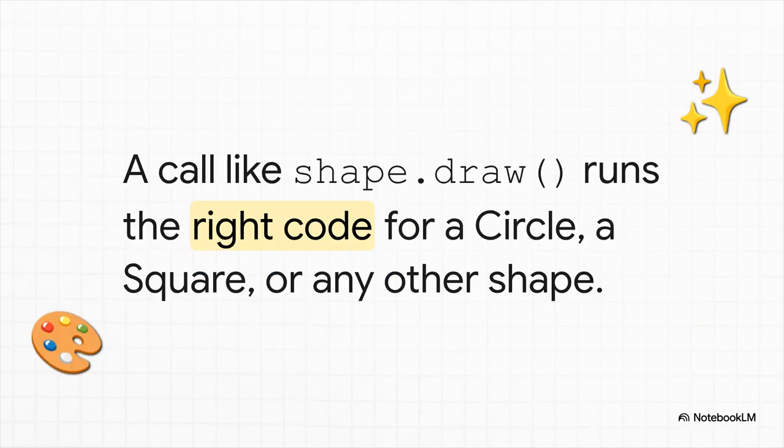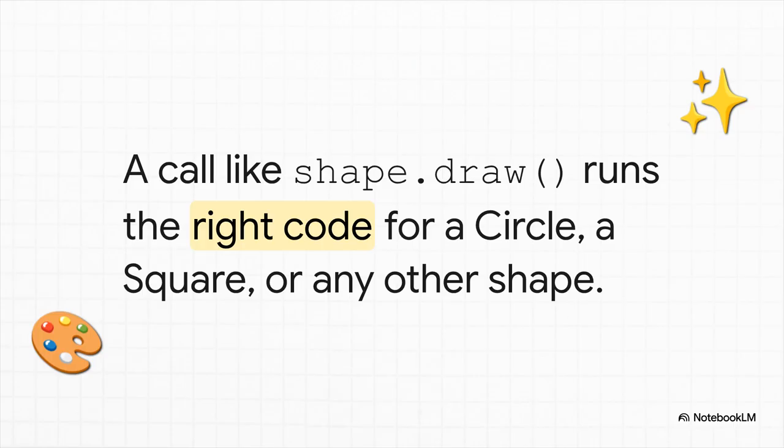Think about this. Let's say you have a bunch of different shapes: circles, squares, triangles. You can just go through the list and tell each shape to draw itself. The circle object knows how to draw a circle. The square knows how to draw a square. You, the programmer, don't have to check what kind of shape it is and write a bunch of if statements.